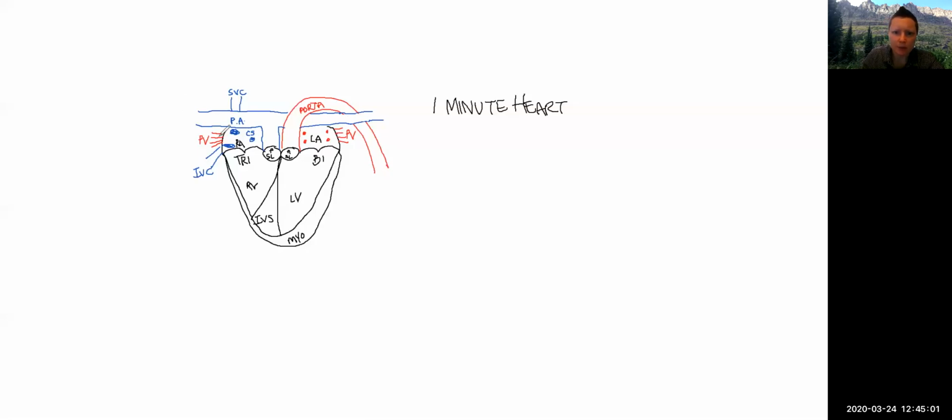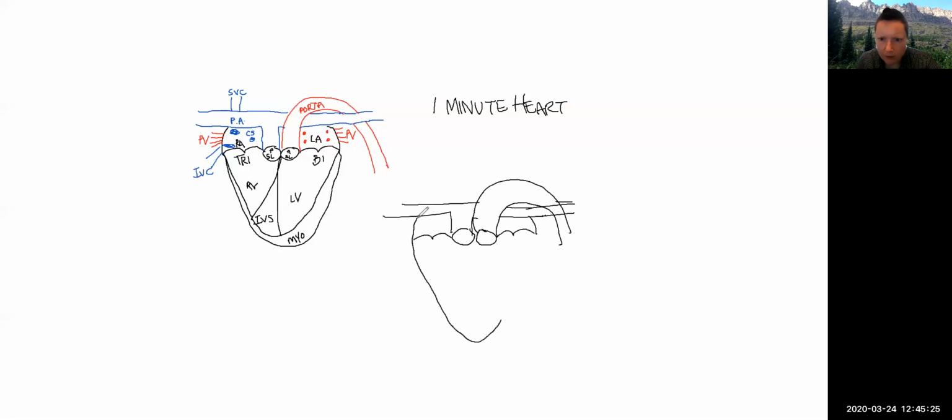All right, so I'm going to show you how to draw this one-minute heart. You got tricuspid, semilunar, semilunar, bicuspid. We draw in the aorta and then the pulmonary artery. And then we finish out the atria and then draw in the ventricles.